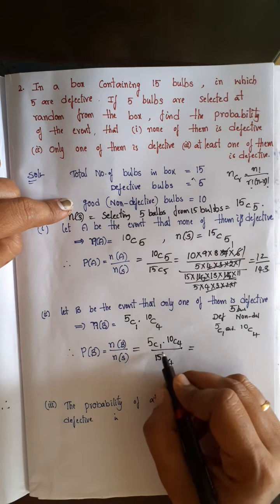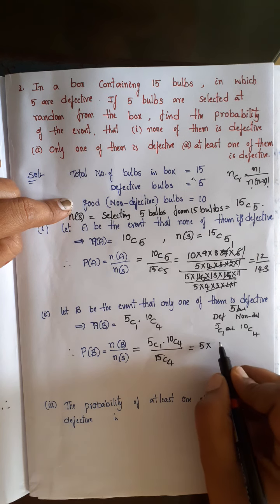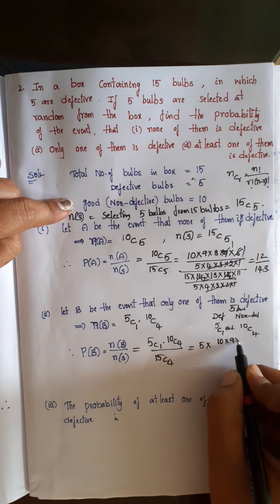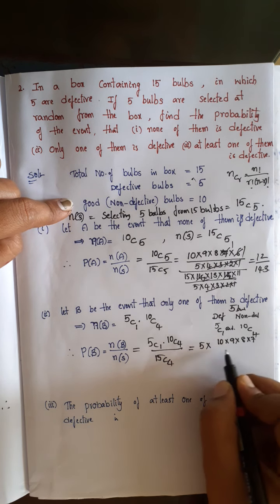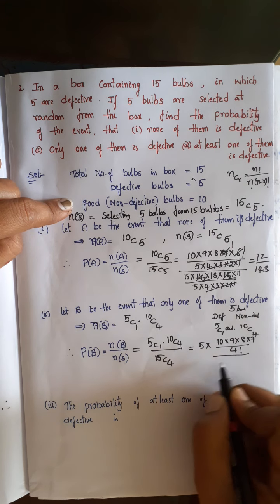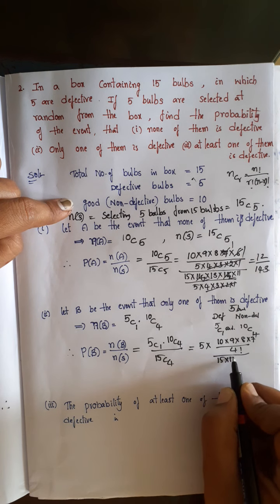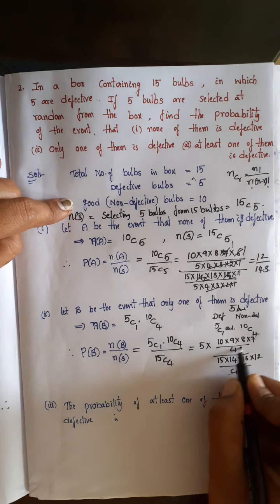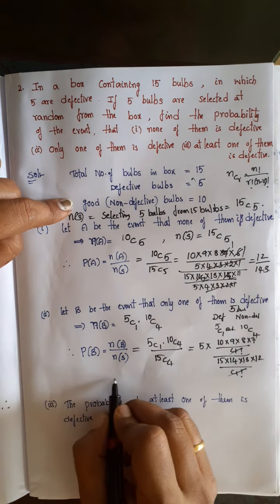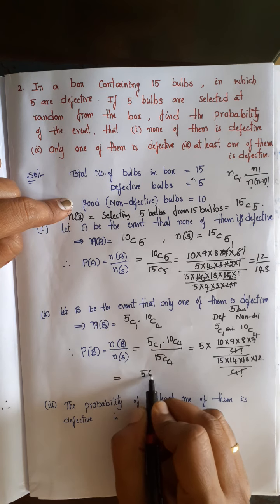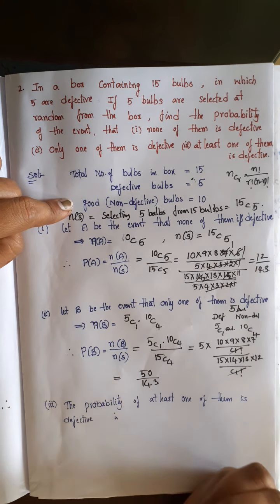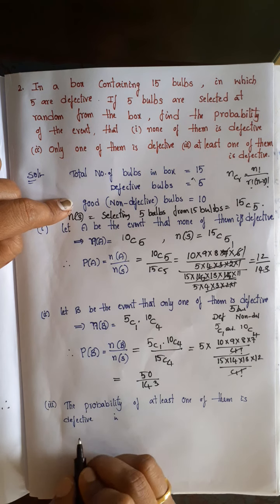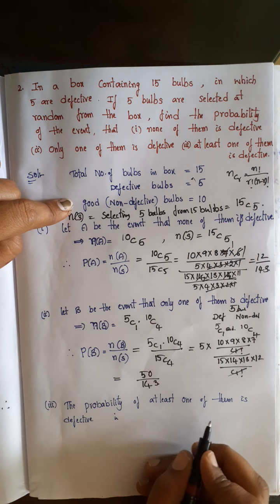You simplify it. 5C1 means 5, into 10 into 9 into 8 into 7, 4 terms by 4 factorial, by 15 into 14 into 13 into 12, 4 terms by 4 factorial. These two will get cancelled. On simplifying you will get 50 by 143. This is the answer. Okay, last one: find the probability that at least one of them is defective.